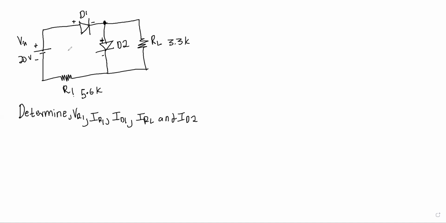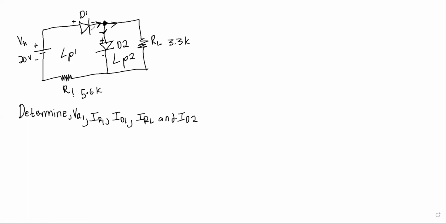We have two loops on this circuit: loop 1, which I will call LP1, and loop 2, which I will call LP2. We also have a junction, where the current will enter. Remember, IR1 is our total current because it moves from V in to this junction. It enters that junction and then leaves to IRL, and to ID2, which flows through diode 2.